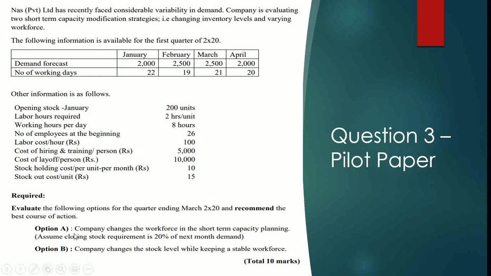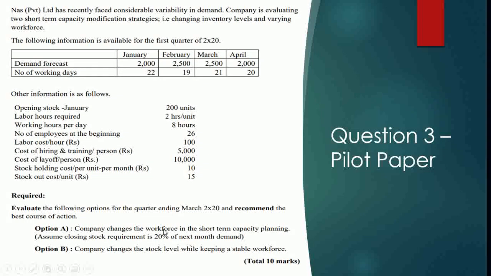For this additional information they have given, assume that closing stock requirement is 20% of next month demand, which means out of the next month demand, 20% we are keeping at this month end. So that is the meaning here. Let's say next month demand is 2500, then 20% means 500. 2500 into 20% means 1 out of 5, which means 500.